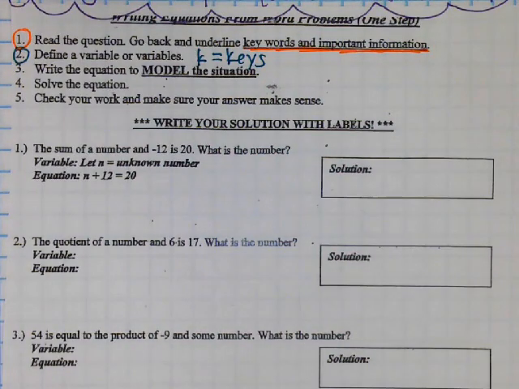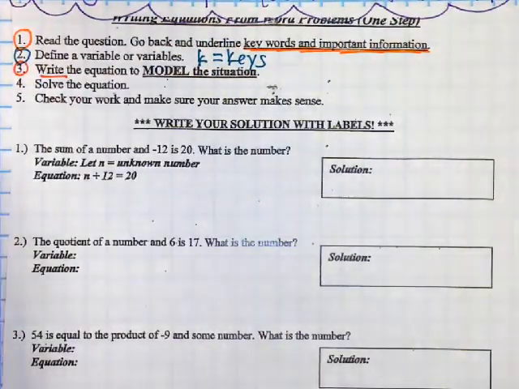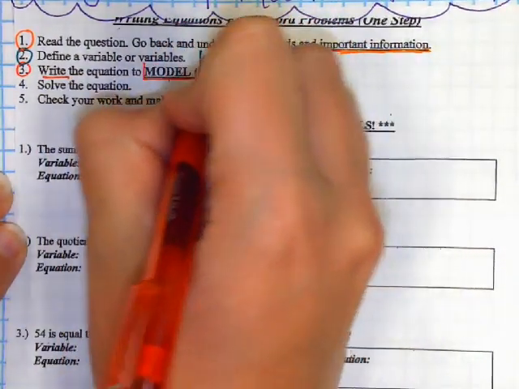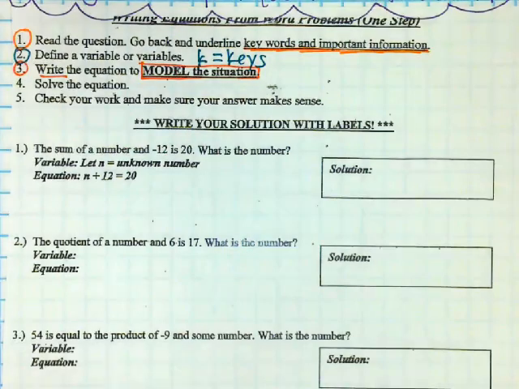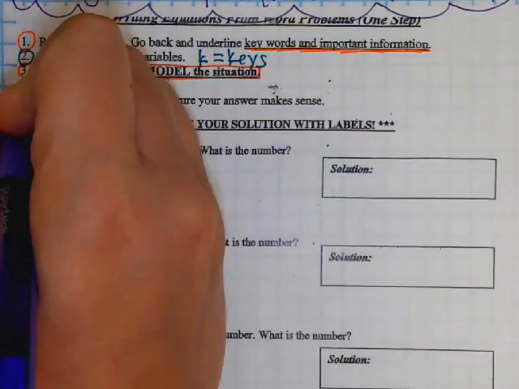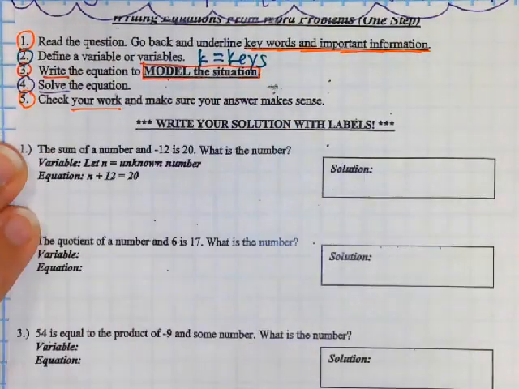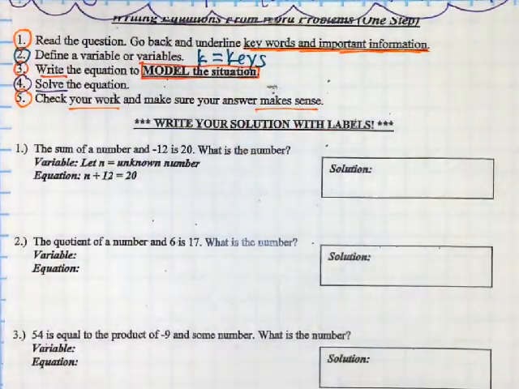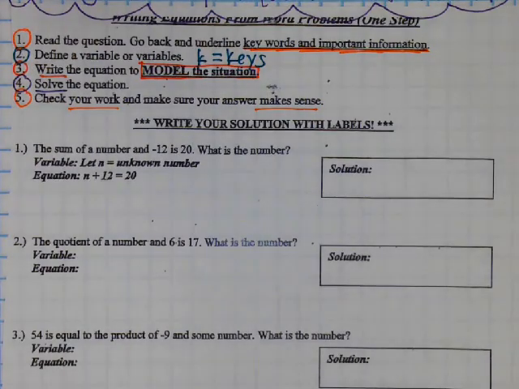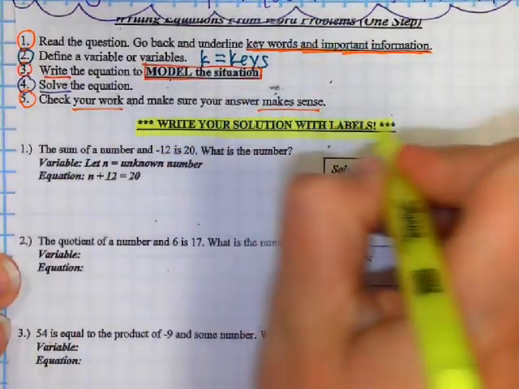The third thing that we do, we are going to write the equation to model the situation. This is important because we are not writing out an equation that tells me how to solve the word problem. Yes, that's ultimately the goal, but we need to make it match and model the word problem first. Number 4, we are going to solve the equation. And then number 5, check your work and make sure that your answer makes sense. Does it make sense? Last thing that I want to point out to you, write your solution with labels.